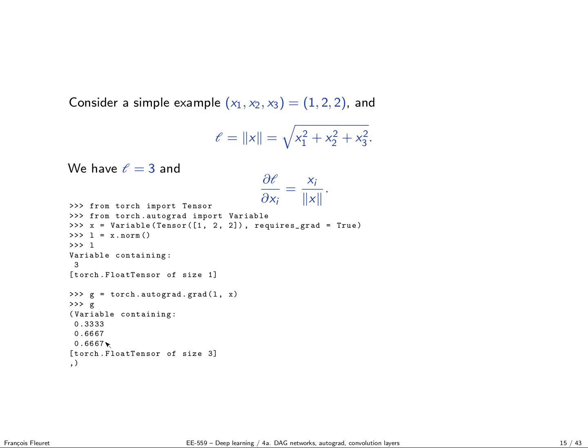Quite simple. The only steps are: I wrap this tensor into a variable, and I indicate that I will need the gradient with respect to it. I compute the norm, which gives me a variable around a tensor of size 1, with a single value. And then I can simply ask for the gradient of L with respect to x, which is a variable itself, and it's a three-dimensional tensor.